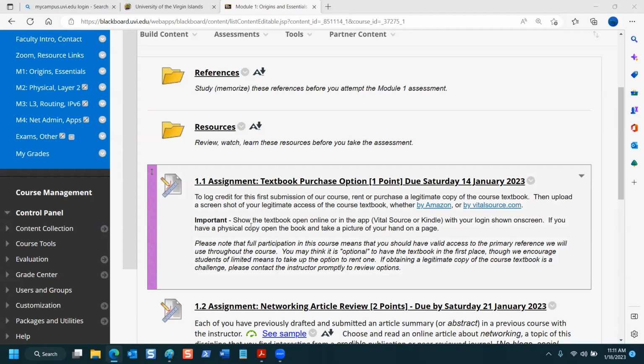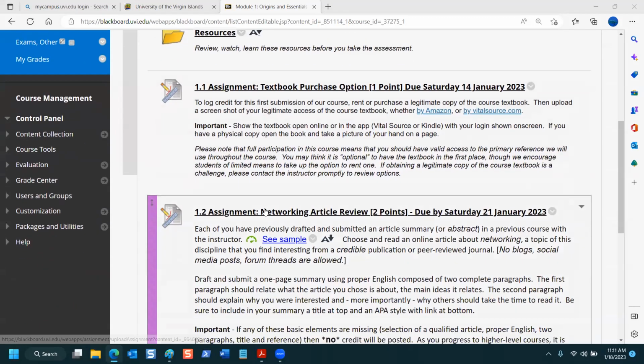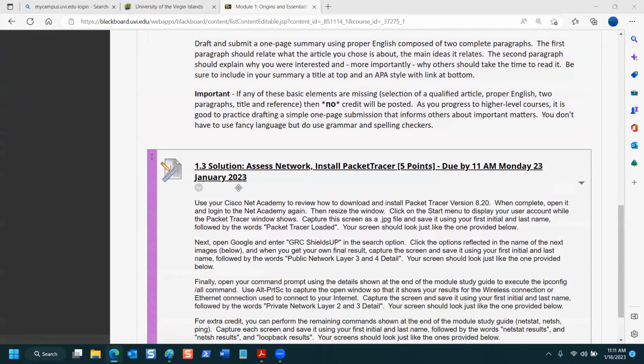So as we complete review of content for Module 1 this week, and you engage remaining assignments, your solution is essentially to respond to an email invitation at your UVI email account from Cisco, the Net Academy. You should have received something that asks you to respond, and that confirms your access as an enrolled student in the Cisco Net Academy. It also provides you with access to install Packet Tracer, and that's something that is due 11 a.m. Monday, 23 January.